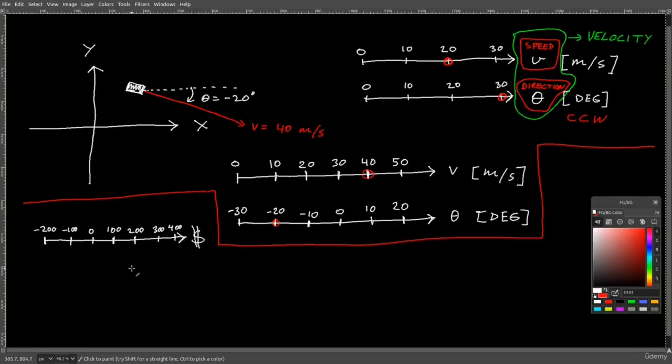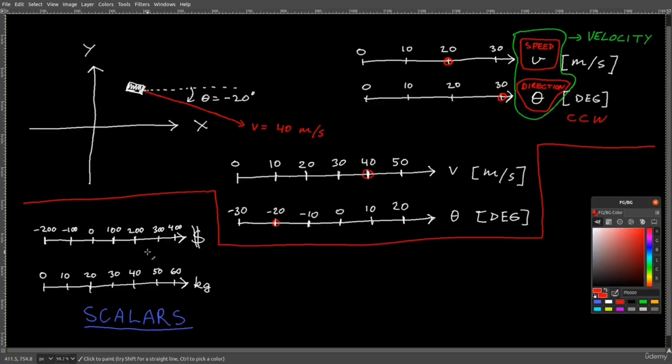And now, the things that you can fully describe with one dimension only, like money or mass, they are called scalars. Note that a scalar can be positive and negative. For example, with money, you can have minus $100. That means that you're in debt. Of course, mass is also a scalar, but it cannot be negative. This is the case where mathematically something is possible, but in real life it's not. So you always need to think about the context as well.